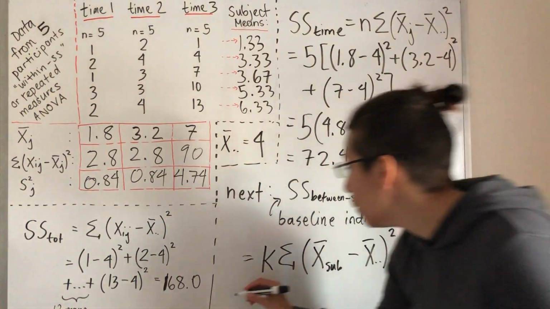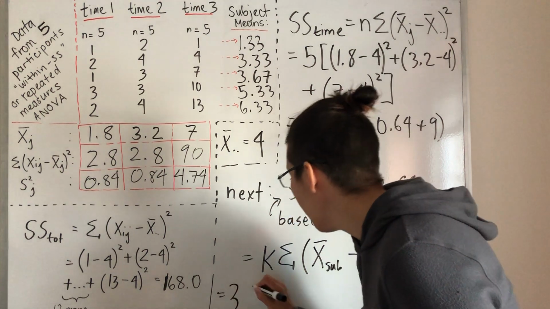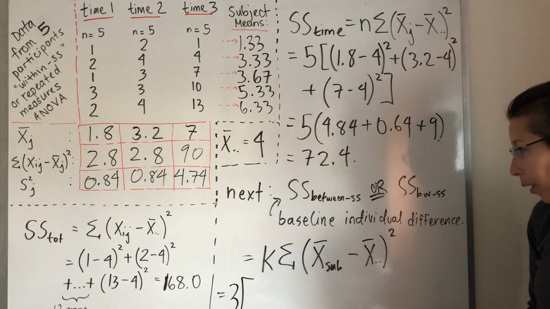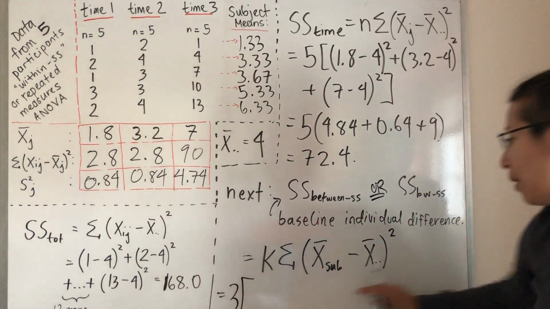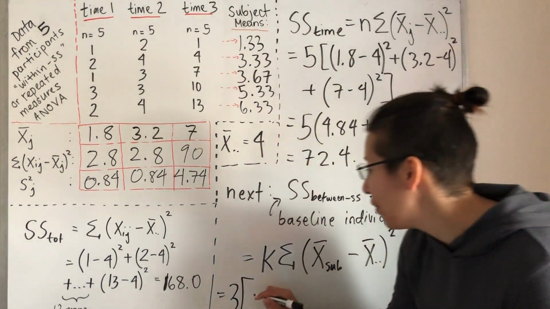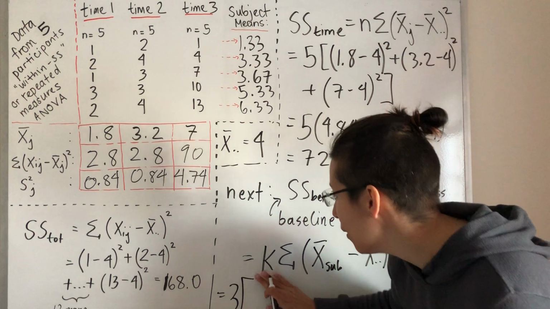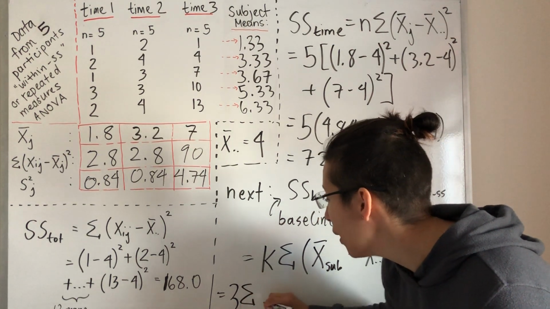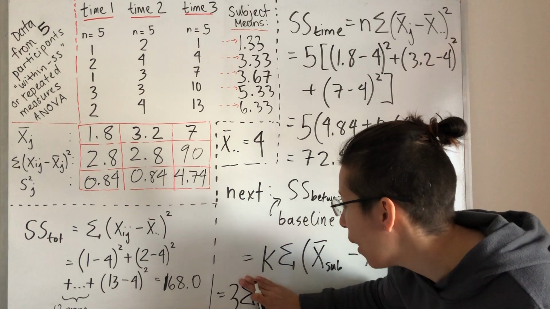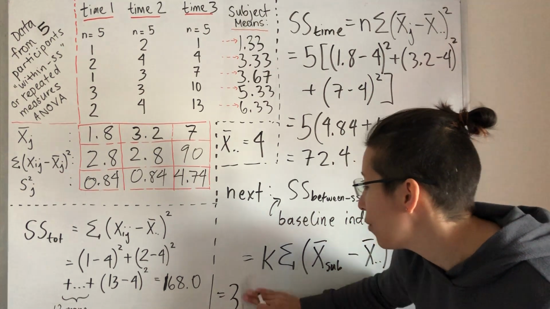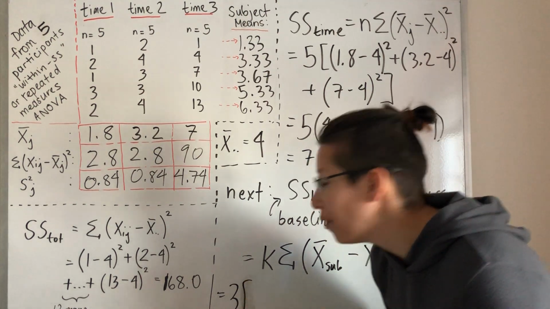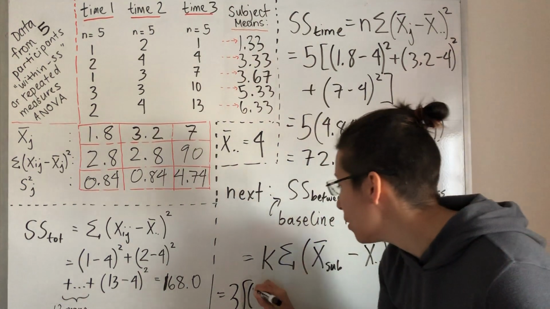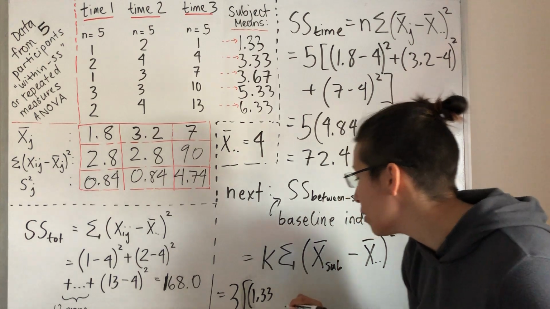So what we're going to do is put the 3 here, and then open up a big bracket, and somehow fit everything we need in here. I forgot to put my summation sign. Oh no, I don't need a summation sign. I was right the first time. Okay, we're going to start with subject mean 1.33 for participant 1.